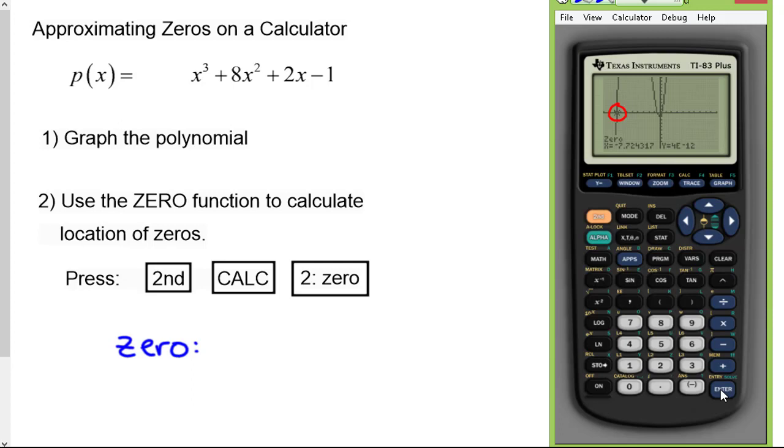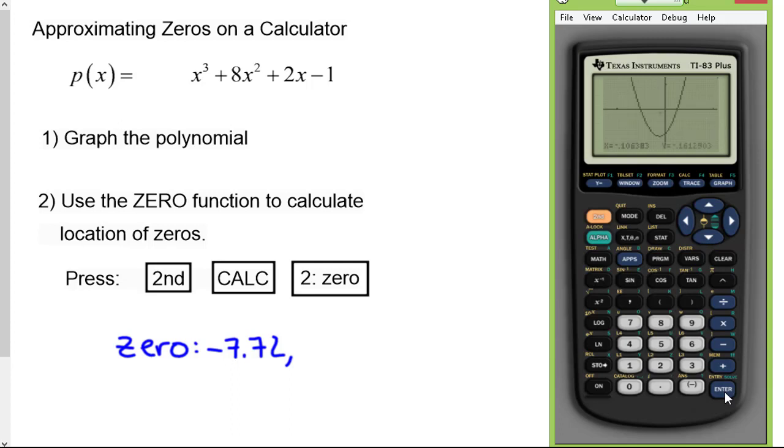Now, in your homework, you'll be asked to round to the nearest 10th or round to the nearest 100th. Whatever you're asked to do, just follow those instructions. I'm just going to round to the nearest 100th here. Okay, so that's one of my zeros, but it looks like I have two others. In order to get those, I'm going to zoom in on them, though. So I'm going to hit zoom, get zoom box, and just move my cursor around to about right there, and really zoom in on this region right here.